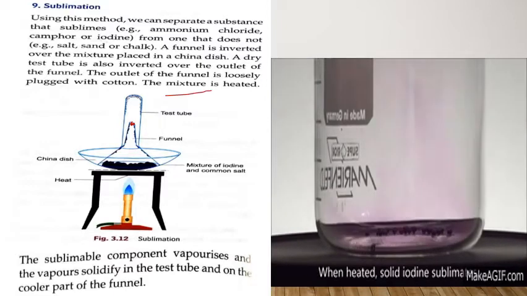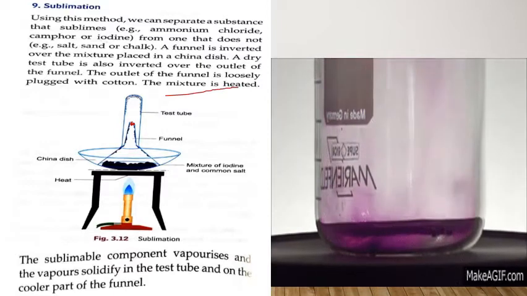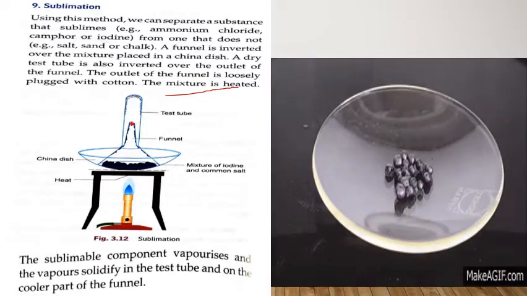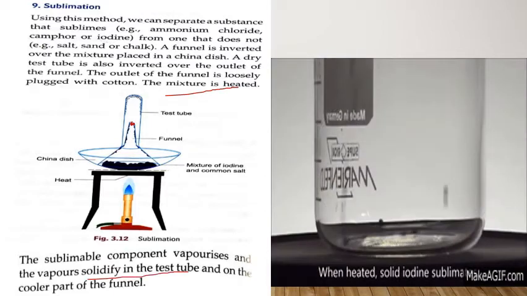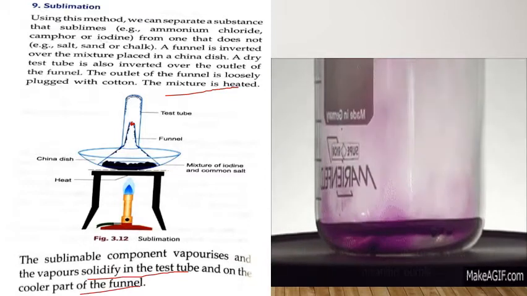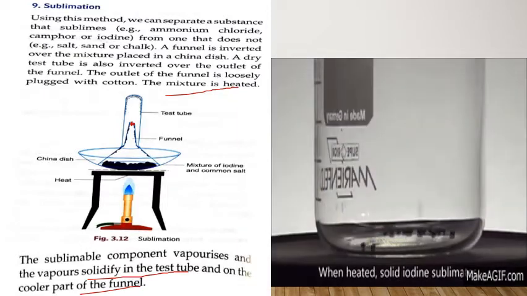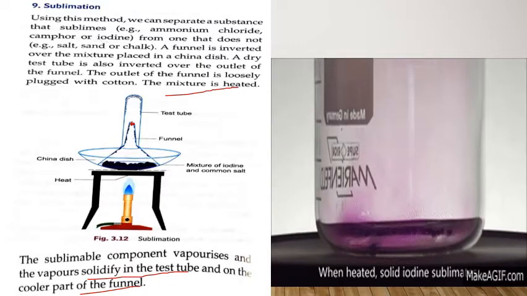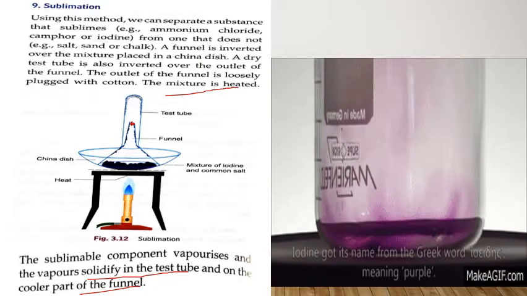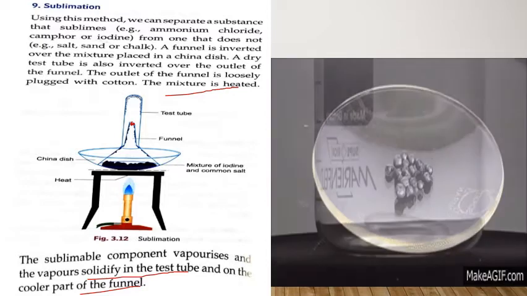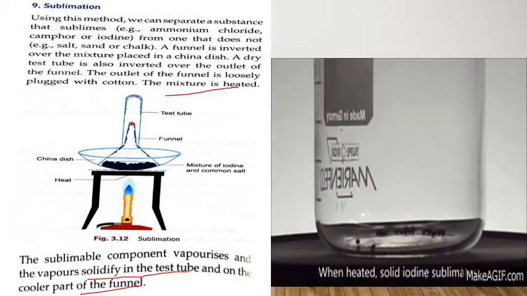The mixture is heated. The sublimable component vaporizes and the vapors solidify in the test tube and on the cooler part of the funnel. So, in this method, you can use the separation method of sublimation where you are having a component which sublimes. On heating, it will directly change from solid to vapors and it will be separated from the other component, right? So, we can use this method whenever we are having a component which sublimes.